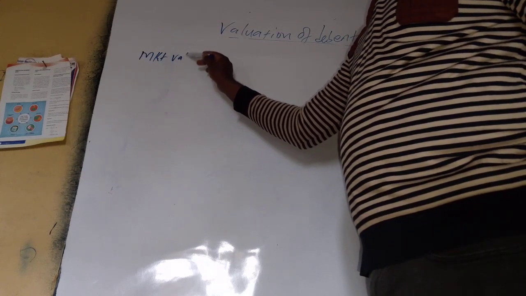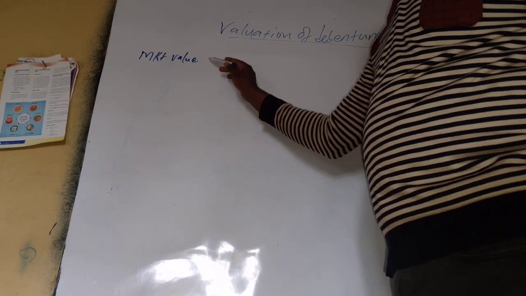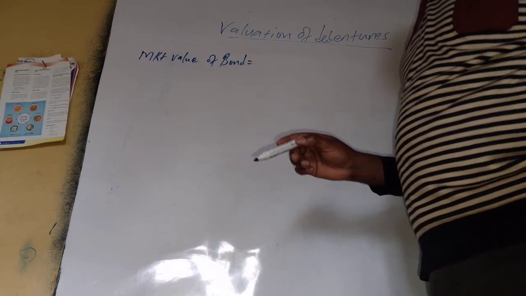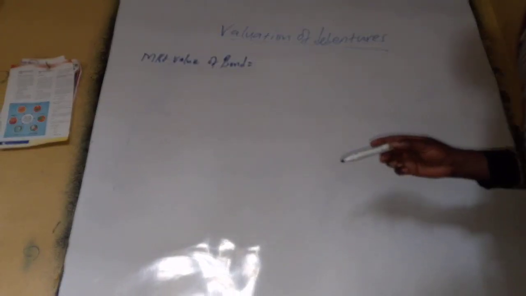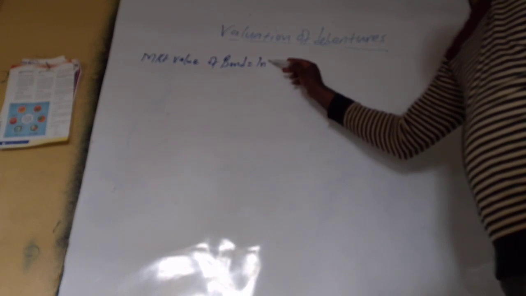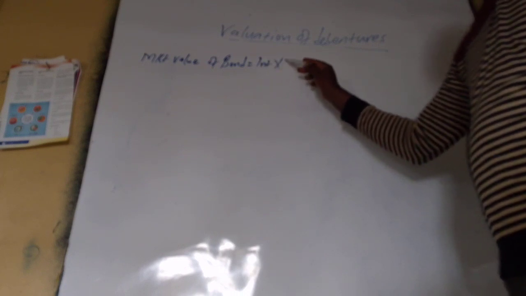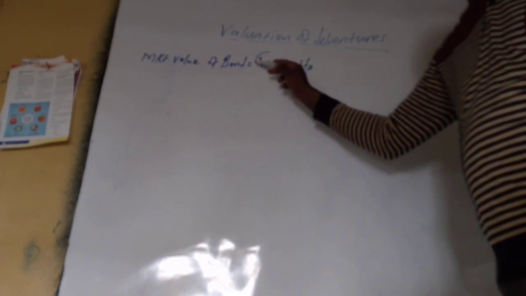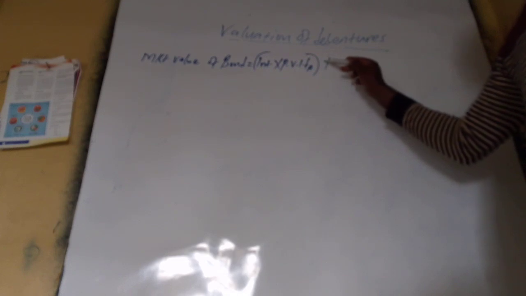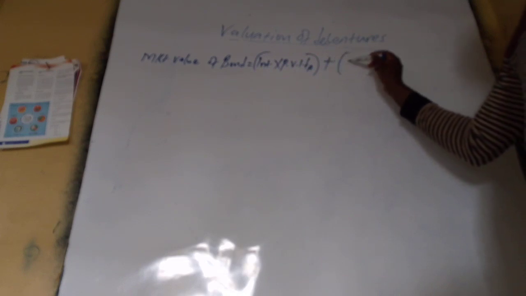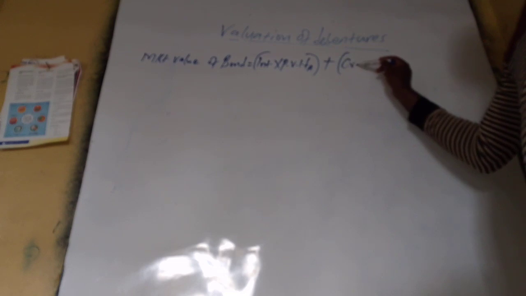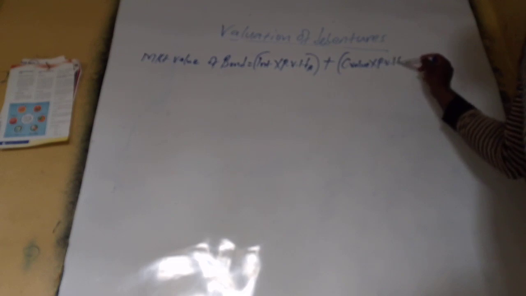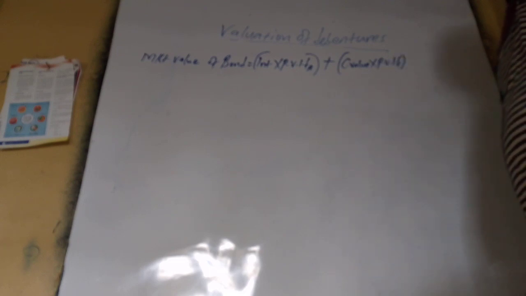The market value of bond. And this is the formula for the market value. We say it is the interest times present value interest factor of annuity. Then we add conversion value times present value interest factor at the end of the period.